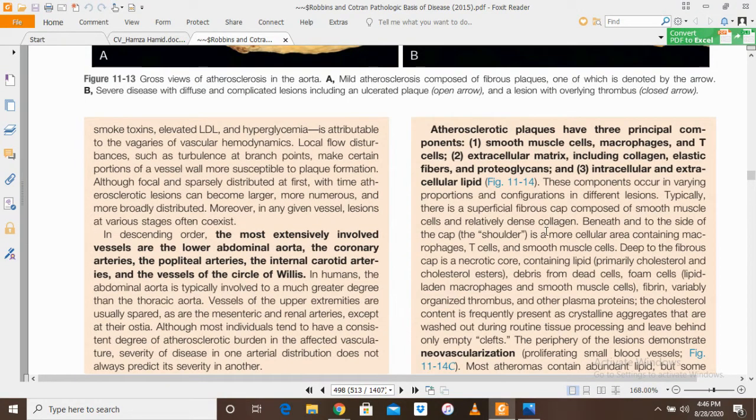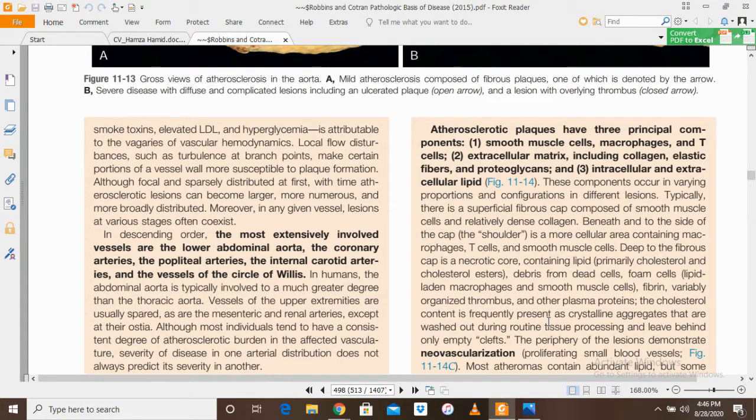Typically, there is a superficial fibrous cap composed of smooth muscle cells and a relatively dense collagen. Beneath and to the side of the cap, the shoulder, is a more cellular area containing macrophages, T cells, and smooth muscle cells. Deep to the fibrous cap is a necrotic core containing lipid, primarily cholesterol and cholesterol esters, debris from the dead cells, foam cells, lipid-laden macrophages and smooth muscle cells, fibrin, variably organized thrombus, and other plasma proteins. So here they are talking about the composition of an atherosclerotic plaque.